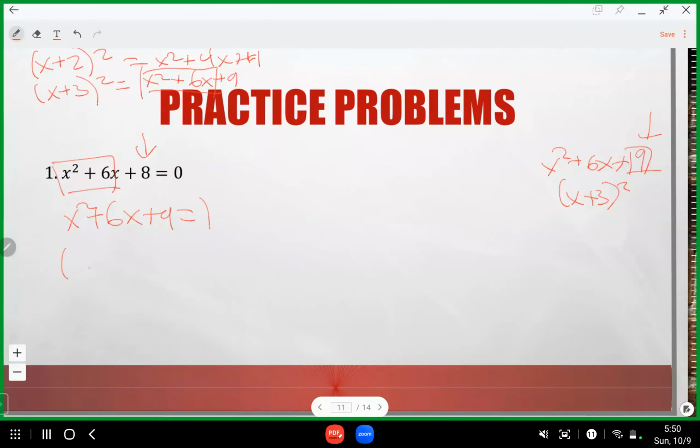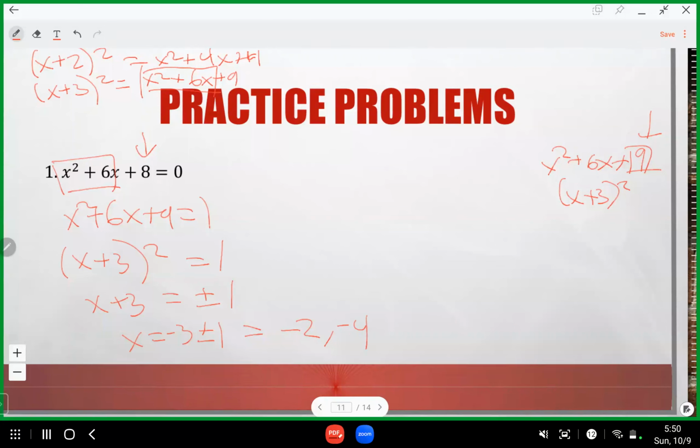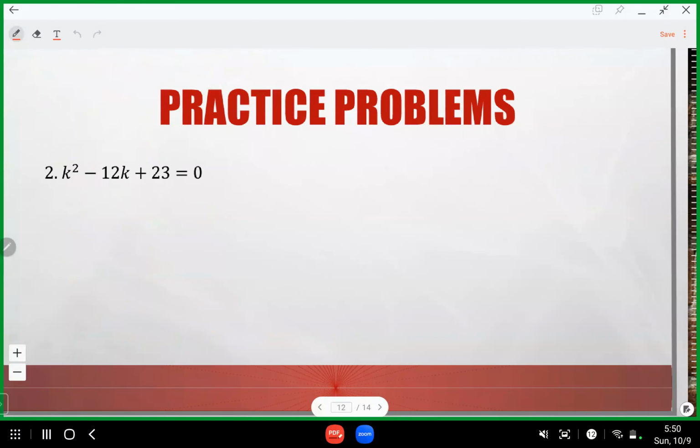And so let's make this into x plus 3 squared is equal to 1. x plus 3 is equal to plus or minus 1. x is equal to negative 3 plus or minus 1, which is, let's say, negative 2 and negative 4. All right, and that's our answer. Okay, quite simple. Now let's try this next one.